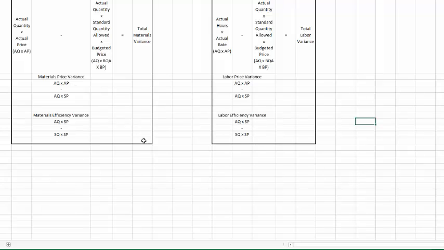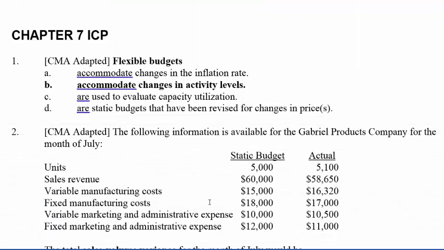I want you to now go and pull up your ICP, and let's roll through those. So on question number 1, flexible budgets accommodate changes in activity levels. We notice that we formulate that center column, and what we do is we use the actual results quantity, but all of our master static budget standard prices and standard amount of input in that flexible budget column.